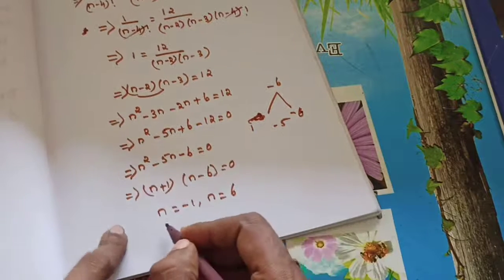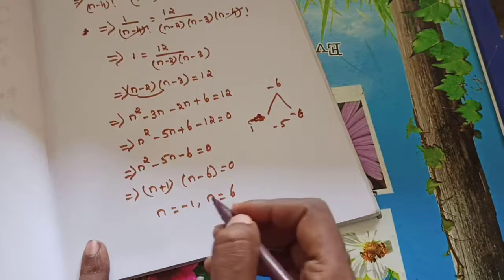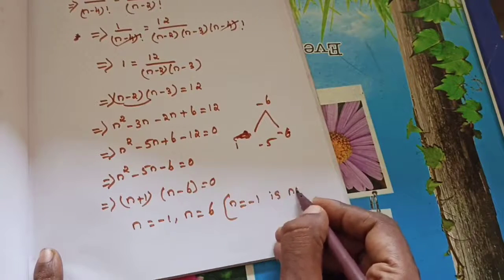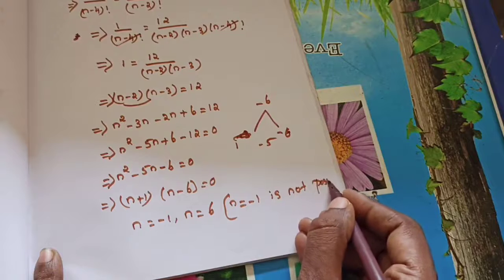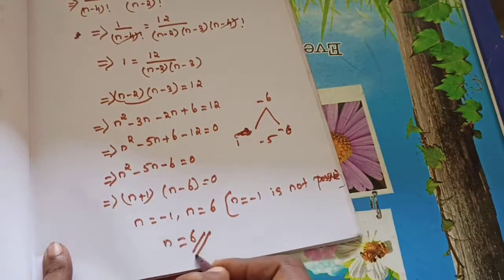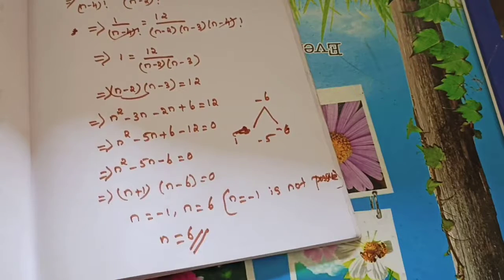So n equal to minus 1 is not possible, a negative value is not possible. So what's the only n value? N equal to 6. Got it? Very easy, is it right?